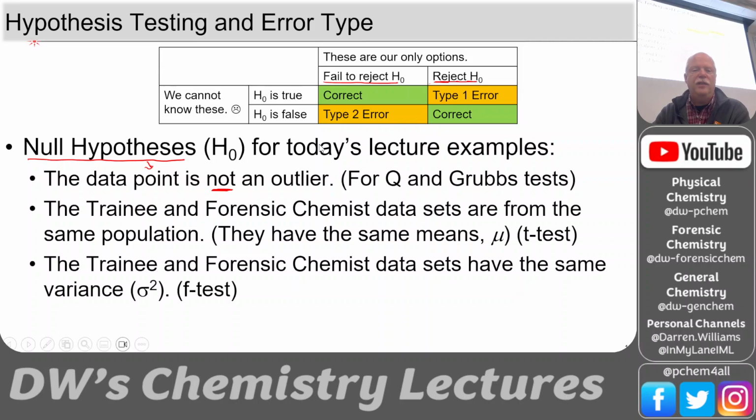And then the trainee and forensic chemist data sets have the same variance. So that's their standard deviation squared. So if they have the same precision, they'll have the same variance. We'll use the f-test for that. So these three things are the three null hypotheses that we're going to use in our testing this morning.